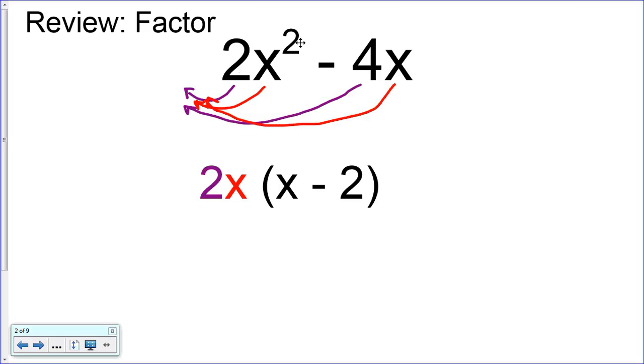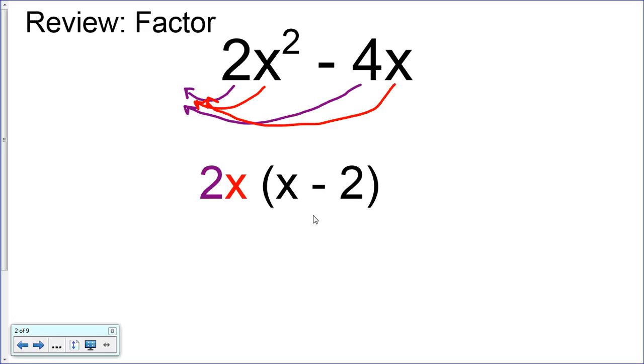We look at the x's. We have an x squared and an x. What do they have in common? Well, they both have at least an x. So we can take away that 1x and then just write what's left over. So if you have x squared and you take away that x, meaning you're dividing it by x, you're still left with an x. Whereas you have x divided by x, you're left with no x's anymore.